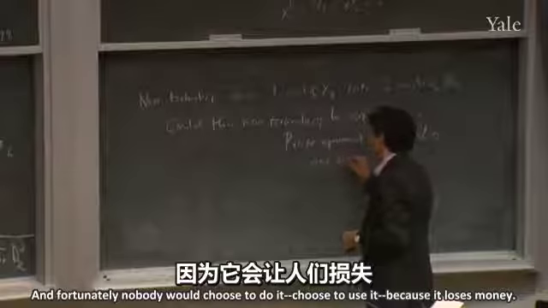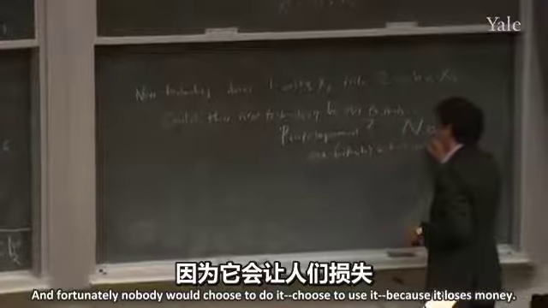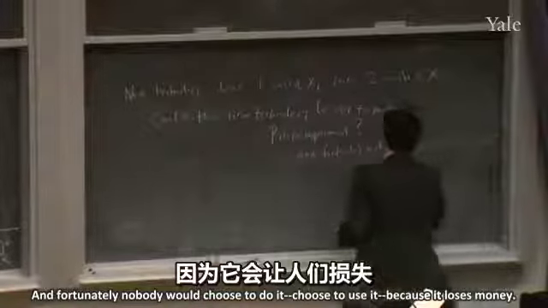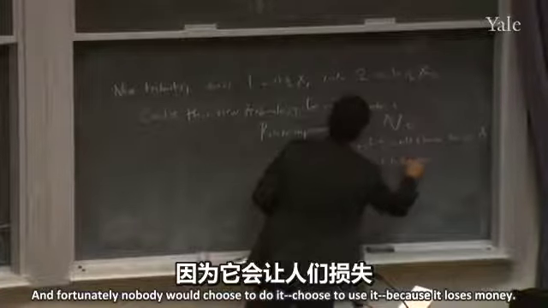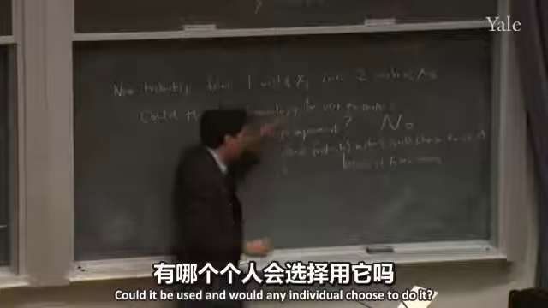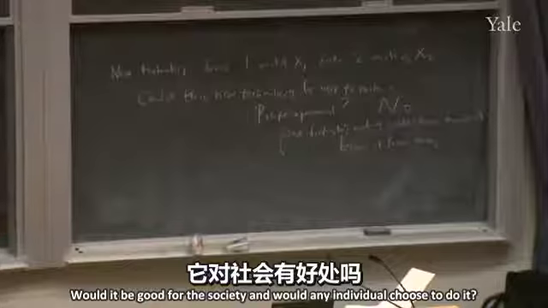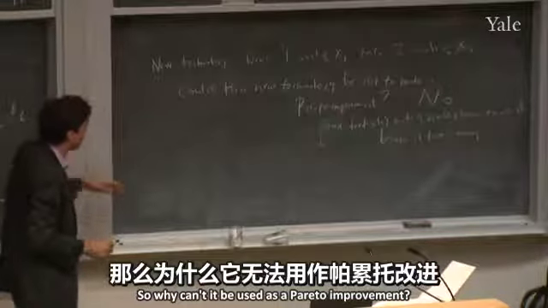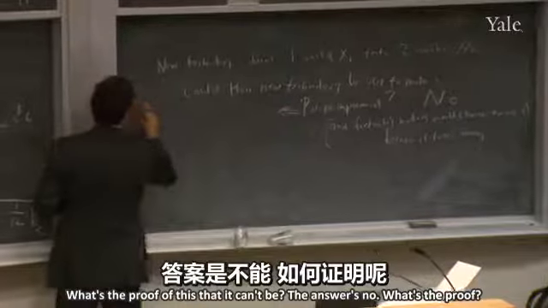And fortunately, nobody would choose to use it, because it loses money. Okay, so those are 2 separate questions. Could it be used, and would any individual choose to do it? Would it be good for society, and would an individual choose to do it? The answers happen to agree here. So why can't it be used as a Pareto improvement? What's the proof of this? That it can't be. The answer is no. What's the proof?